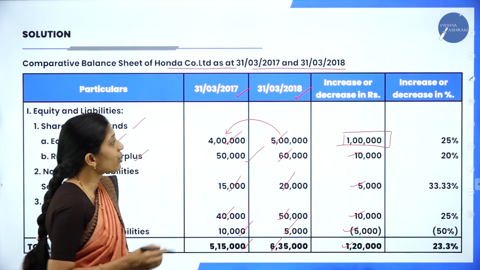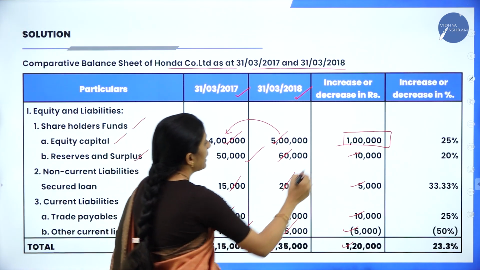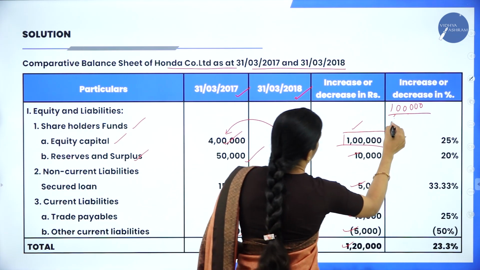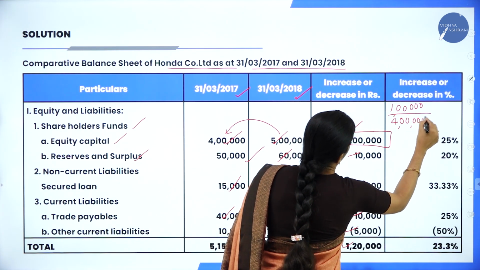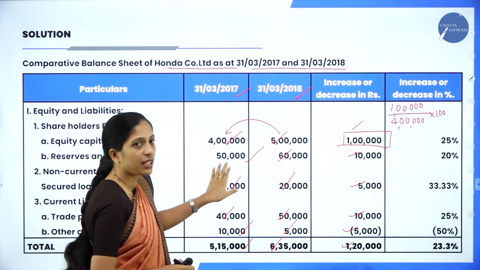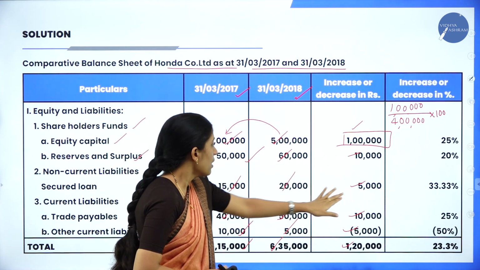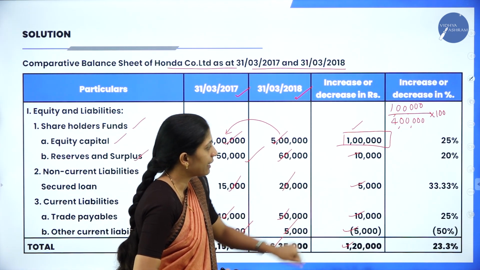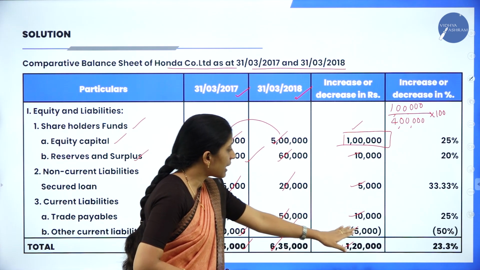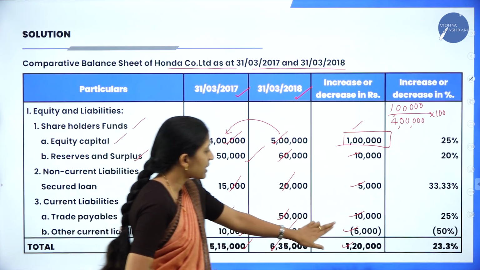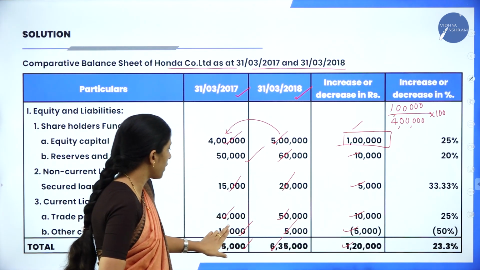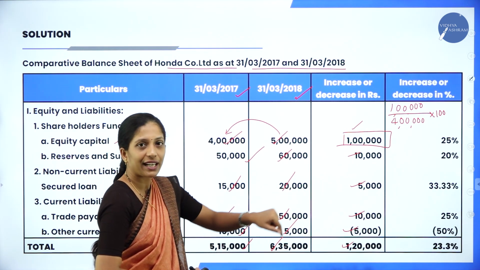Next column, increase or decrease in percentage. So, how do you calculate? 1 lakh divided by this first column, 4 lakh, into 100. So, you will get 25%. In the same way, 10,000 divided by 50,000 into 100, you will get 20%. 5,000 divided by 15,000 into 100, you will get 33.33. 10,000 divided by 40,000 into 100, 25%. Minus 5,000 divided by 10,000 into 100: if this is minus, no need to worry, your percentage will also be minus. So, 50% you will write in the bracket.